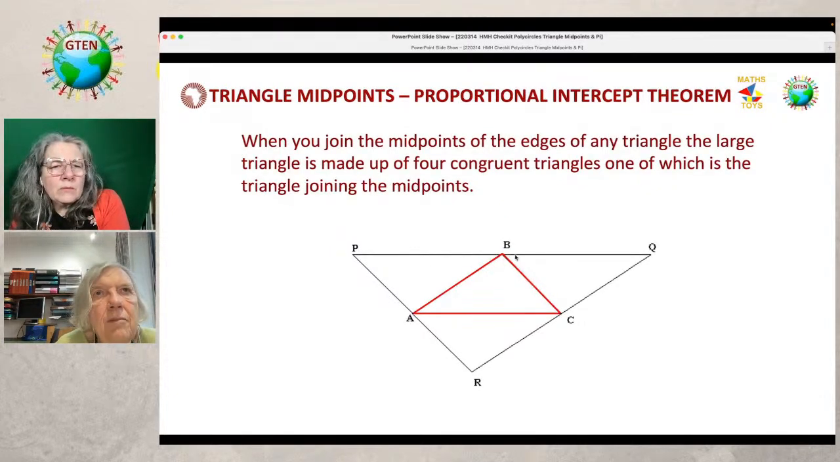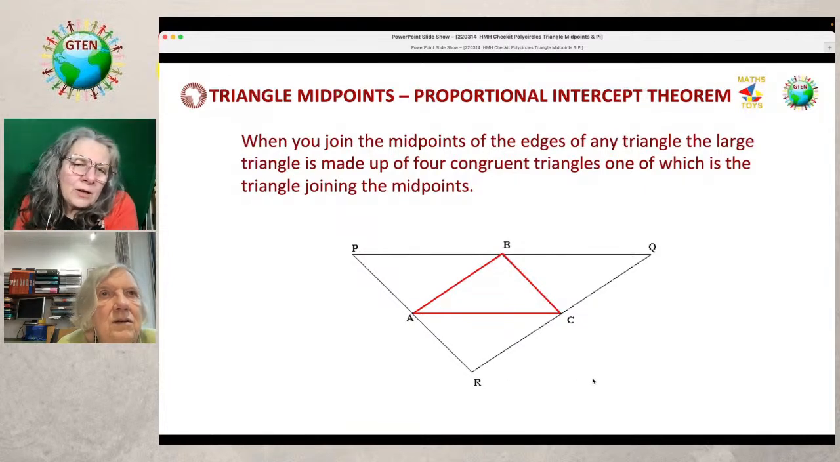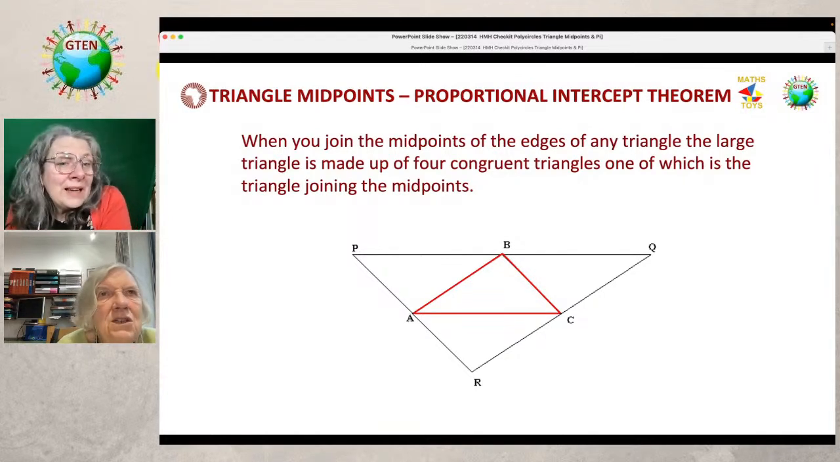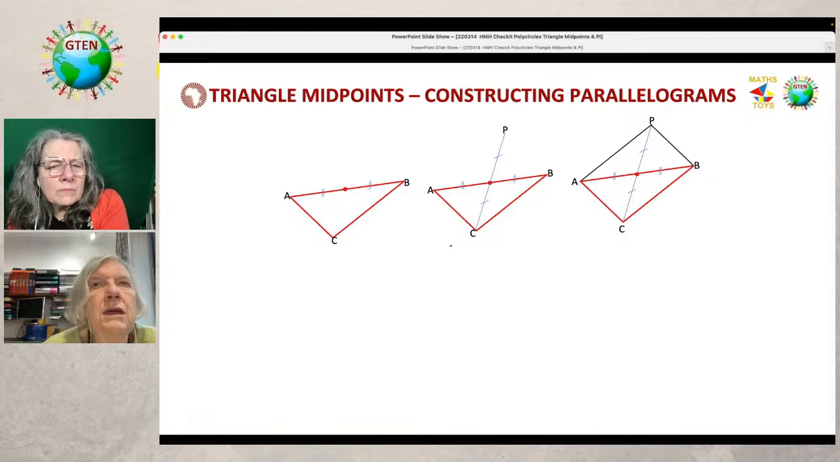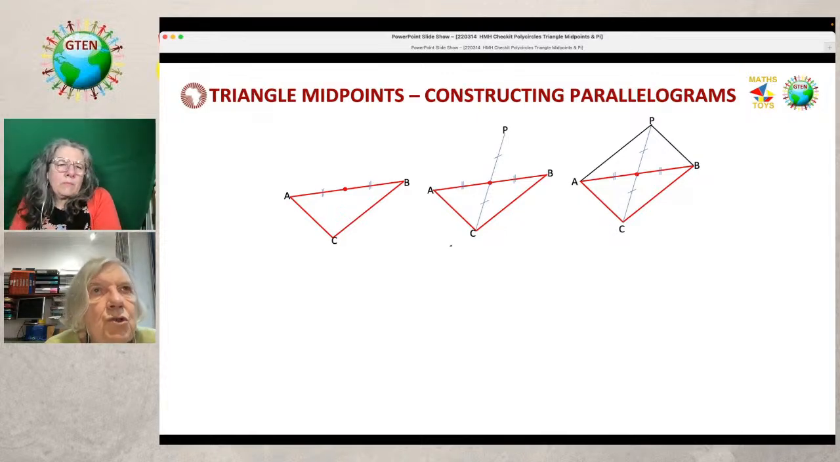PBCA is a parallelogram. BQCA is another parallelogram, and ABCR is another. That last one looks almost like a rectangle, but it doesn't have to be; it can be as skew as you like. So you can actually solve this and find the triangle PQR by construction. You're given the 3 points, which are A, B, and C, and then this is what you do.